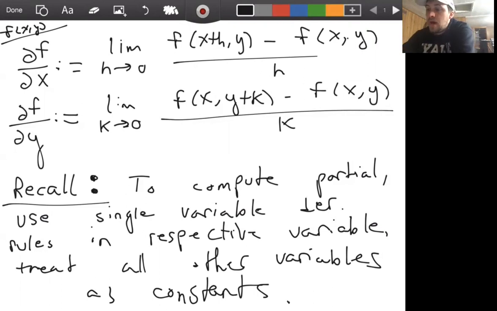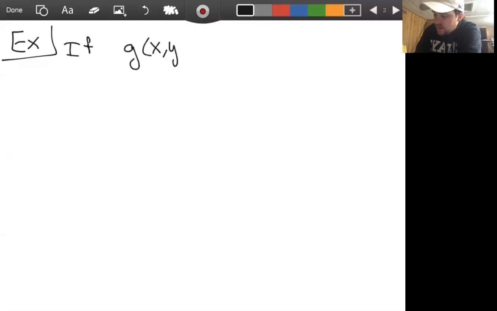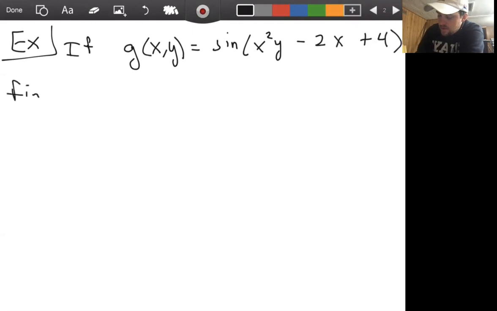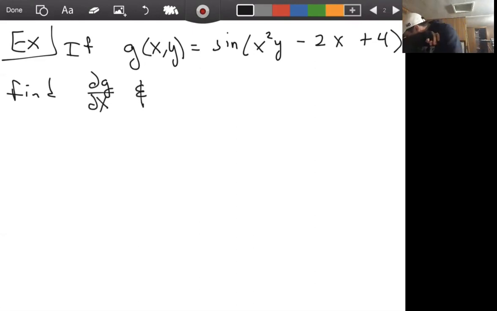Okay, and this was our method of calculating partial derivatives in a much more timely and concise way. So let's do an example. If g of x, y is sine of x squared y minus 2x plus 4, let's find the partial derivative of g with respect to x, and the partial derivative of g with respect to y.